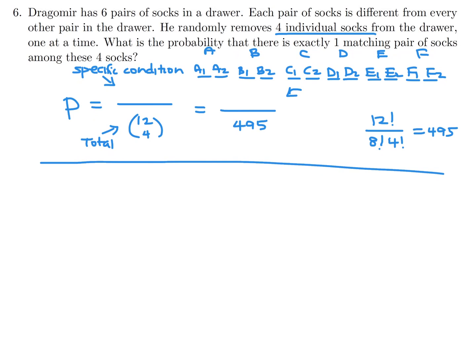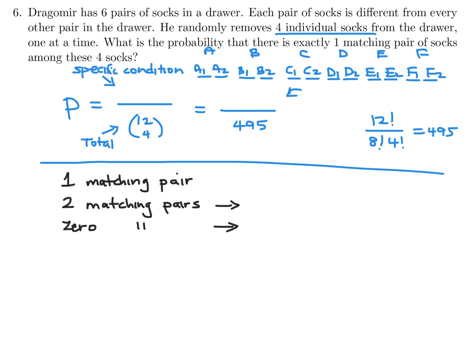The specific condition is that we want exactly one matching pair of socks. So one matching pair. Now, when he selects 4 socks, there's only 3 possibilities: you can have one matching pair, you can have 2 matching pairs, or you can have 0 matching pairs. So let's figure this out, and then this one would be the total minus these 2. That might be easy.